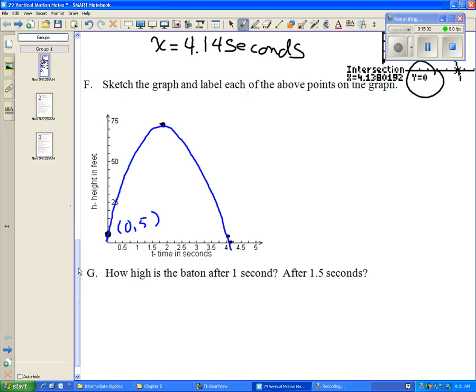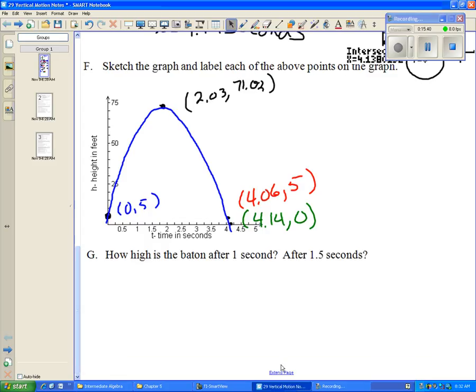My initial height I know was 0, 5. My maximum I know was 2.03, 71.02. I then have 2 points down here, 4.06 and 5 feet. And my last point was 4.14 and 0 feet. There are my points on my graph. I drew my graph, my parabola. It was a negative parabola, so it should be facing down. I should have a maximum. Lastly, how high is the baton after 1 second? After 1.5 seconds. So this is letter G.